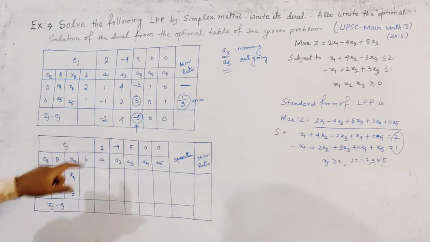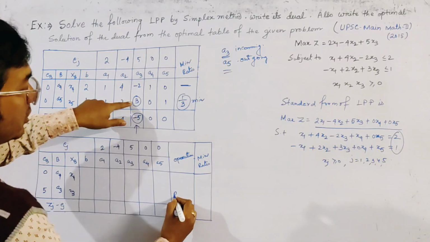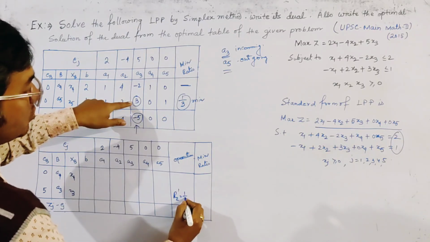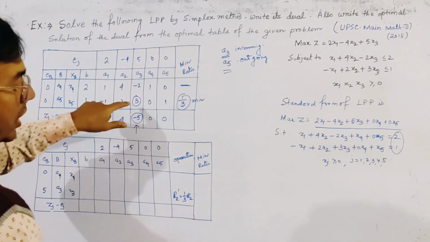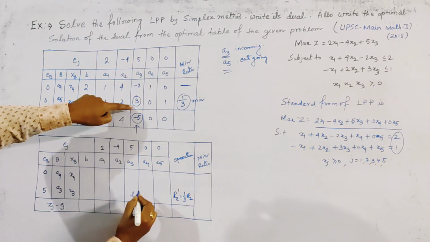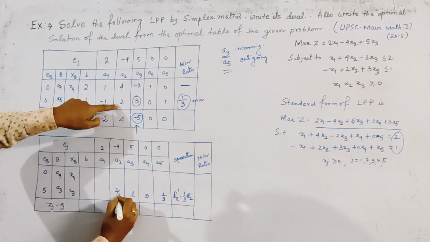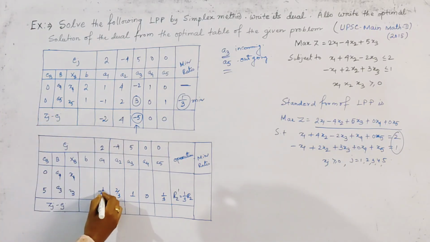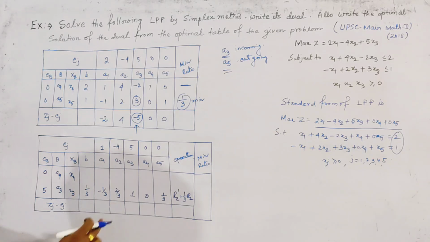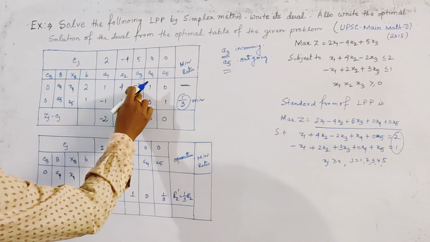So we have to operate second row. Here we write the operation of second row, R2 dash is equal to 1 by 3 into R2, getting the result as this is 1, this is 0, this is 1/3, this is 2/3, this is -1/3, and this is 1/3.